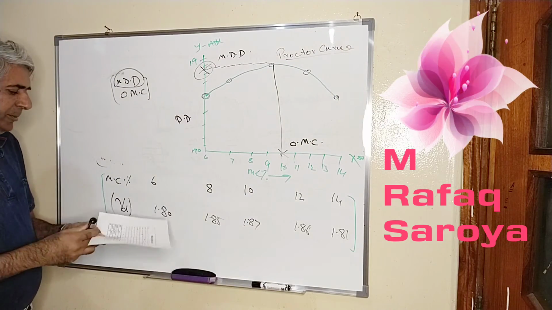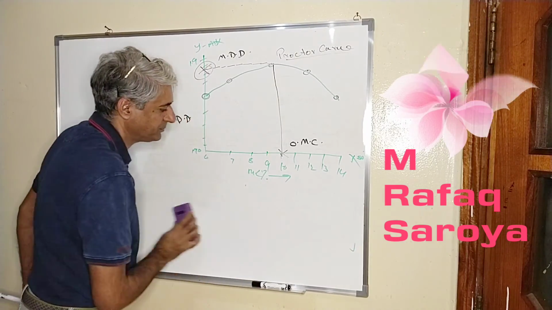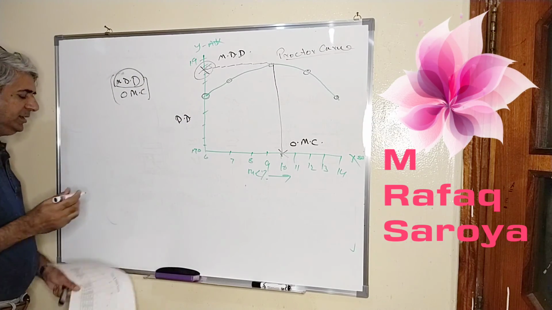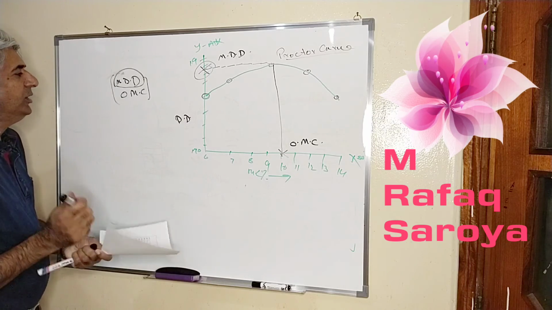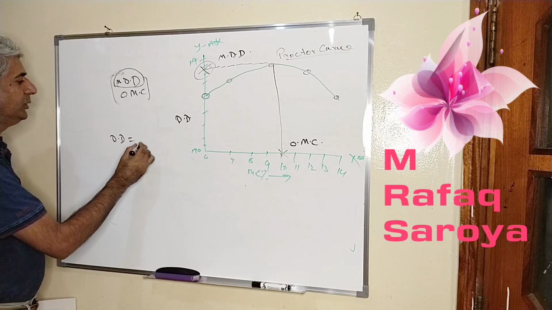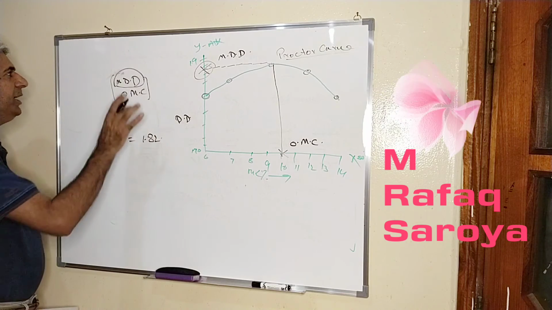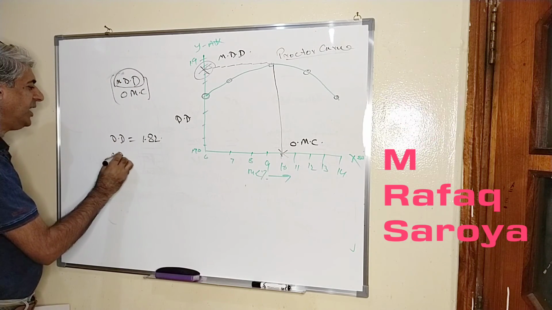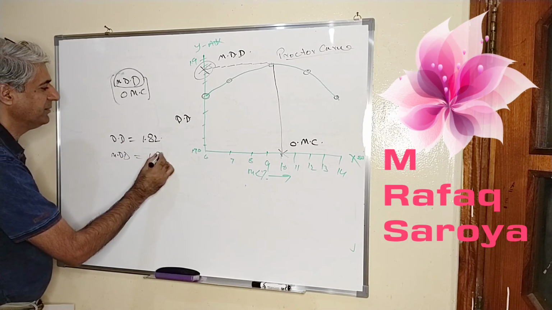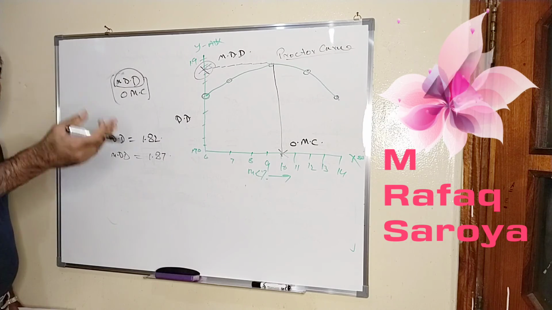Let me give you a very brief example, just for 1 minute only, for your understanding. I have taken the field density test. In that test, my dry density comes out to be 1.82, and my maximum dry density, which I have measured over here, comes out to be 1.87. Now I am going to tell how the degree of compaction is found out.